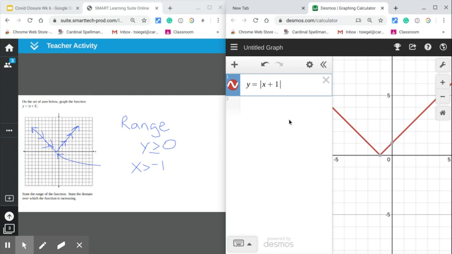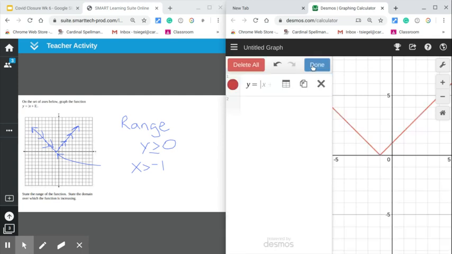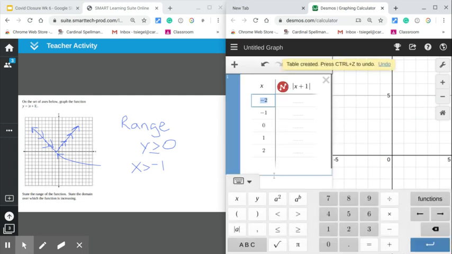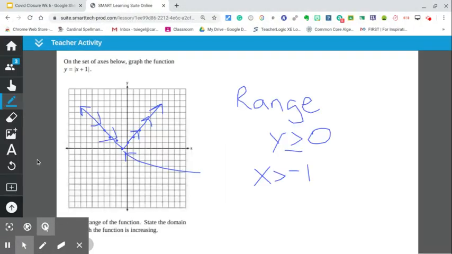Now, if you want to make a table, click on here, right? And then hit the little thing here, and then hit table. And it changes it to a table. So here you have all the points you need, -0, -1, 1, -2, and you could plot those. Okay, so that's for an absolute value equation.